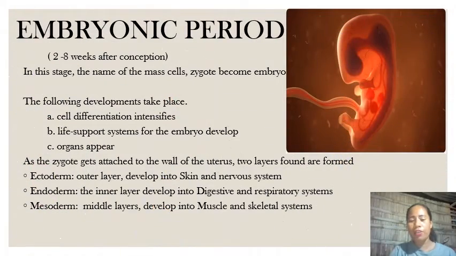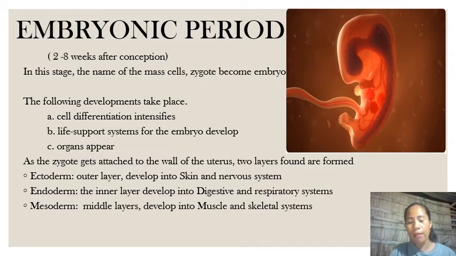The next stage of prenatal development is the embryonic period, 2 to 8 weeks after conception. In this stage, the cell mass, the zygote, becomes an embryo. The following developments take place. First, cell differentiation intensifies, the life support system for the embryo develops, and organs appear.